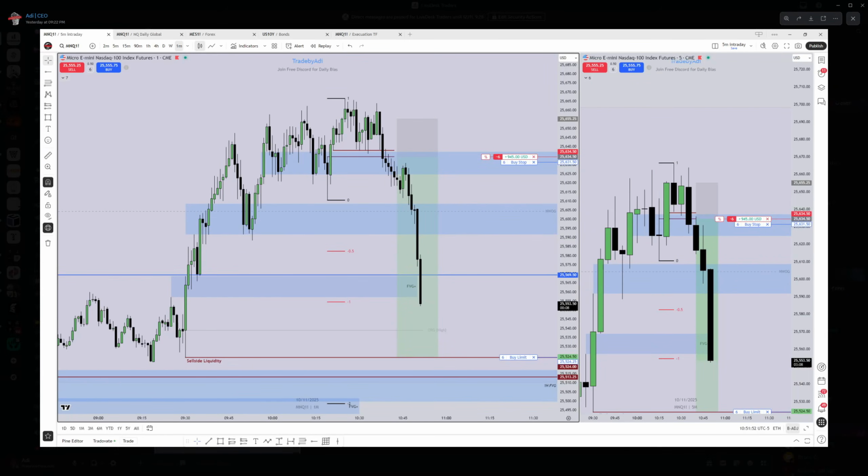Hello friends, yesterday I took a one setup on a Nasdaq. I'm going to do a trade breakdown. I will talk about the daily, 1 hour RTH chart, and 5 minute and 1 minute chart.